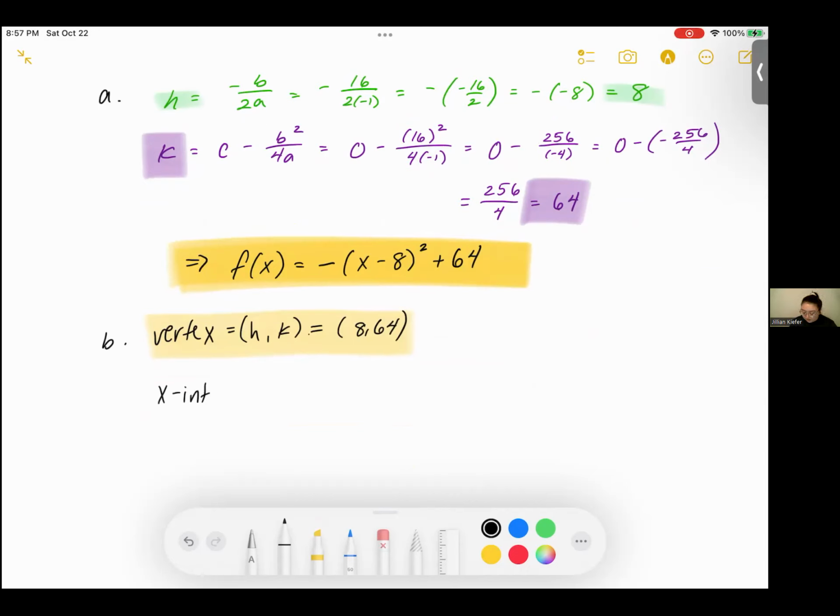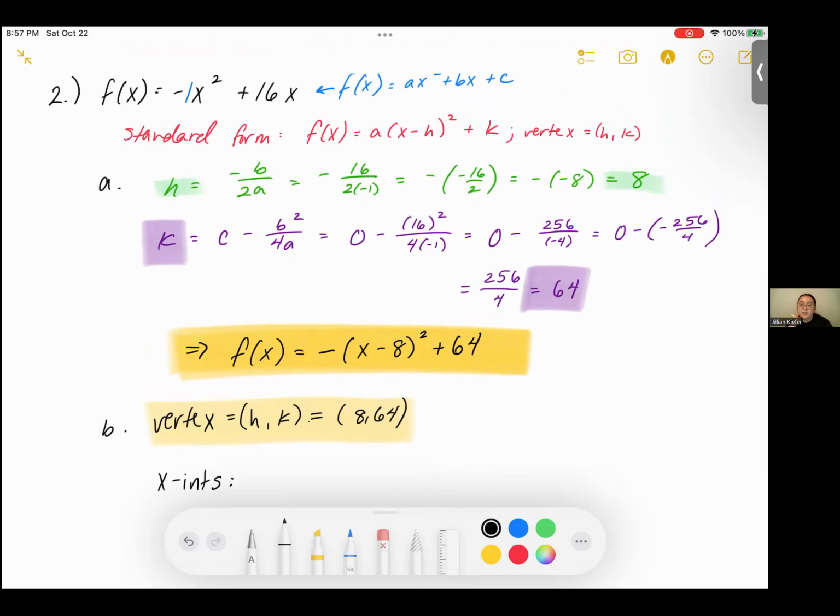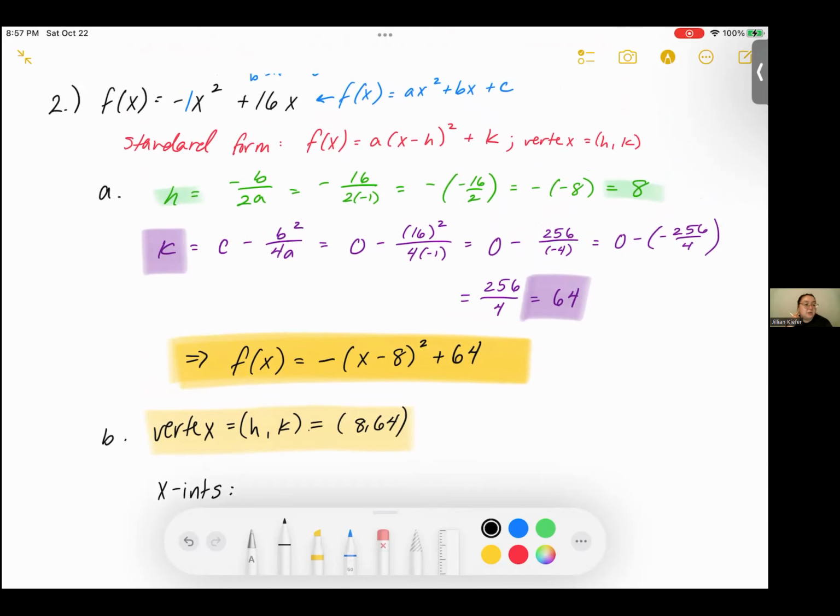There's going to be 2 x-intercepts, so we want to go ahead and find those. And there's 2 ways to find x-intercepts. You can take your equation from standard form and solve for x, or you can take your original function, set it equal to 0, and solve for x. So either way, you can use the original or you can use the standard form version, whichever one seems easier. I would say in general, the standard form version is usually going to be easier.